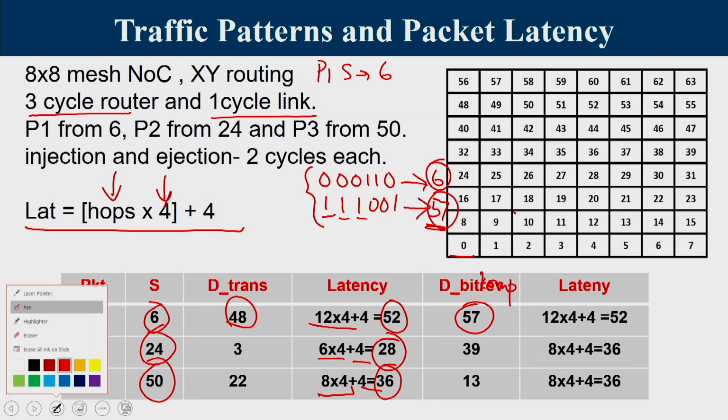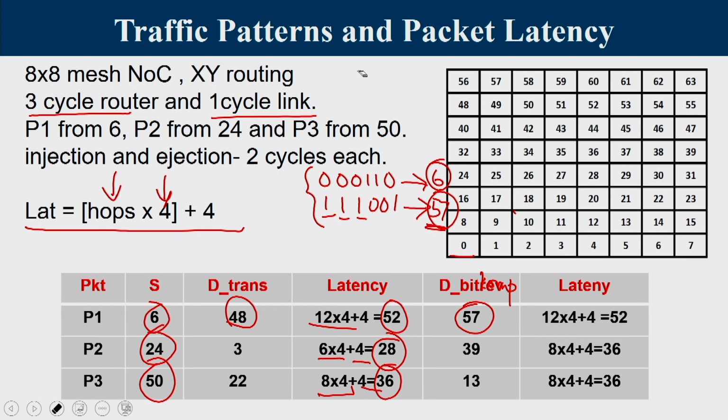Similarly, for packet 24, let us look at what the complement node for 24 is. This is the binary representation of 24. Now, its complement is 32 plus 7, 39. So, as per the bit complement pattern, for packets generated from router 24, the destination is 39. Similarly, if you write 22, you can find that the destination is going to be 13.